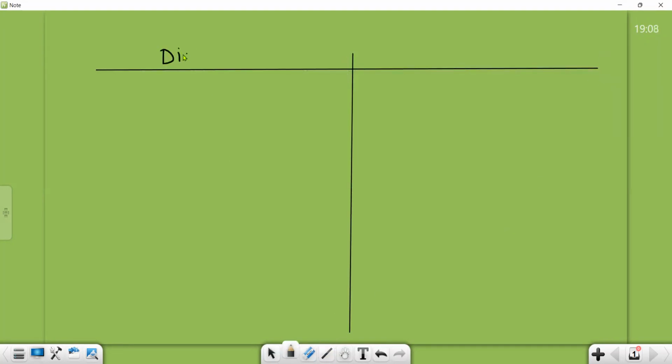So first we will write the differences between distance and displacement. So what is distance, students? What is distance? Distance is the length of the path actually traveled by a body in any direction. So that can be the first point.